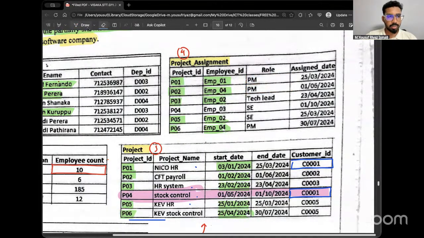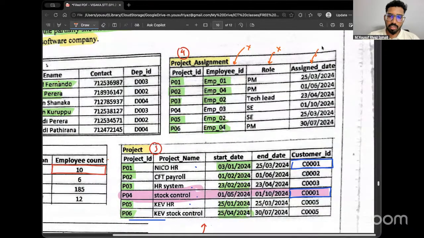So basically we found out that you can't take this column, you can't take this column. Assign date, can we take this? Go through this column and tell me, are there any data repeating? Perfect. 25th March, 25th March. So there is data that's repeating. Therefore, this also we can't take as primary key.